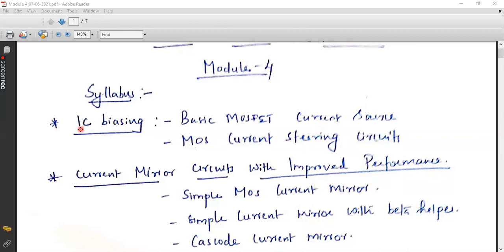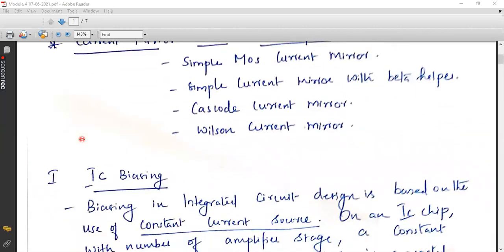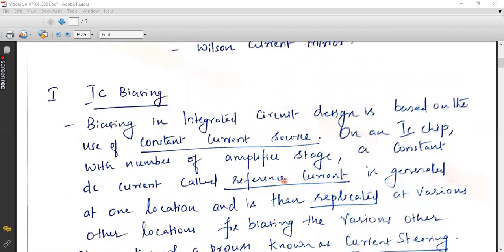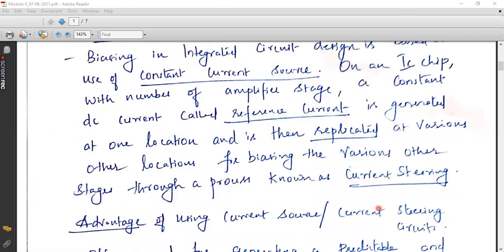Whatever biasing techniques you used in modules 1 and 2 were only for a single stage amplifier. We didn't consider an IC, right? Here we are going to consider an integrated circuit with a number of amplifier stages connected together, and we need to provide adequate current to each and every stage by using appropriate biasing circuits. So we are not going to design separate biasing circuits for each stage. Instead, you will generate a reference current at a particular location, and from that location we will replicate the adequate current to other locations as well by using current steering circuits.